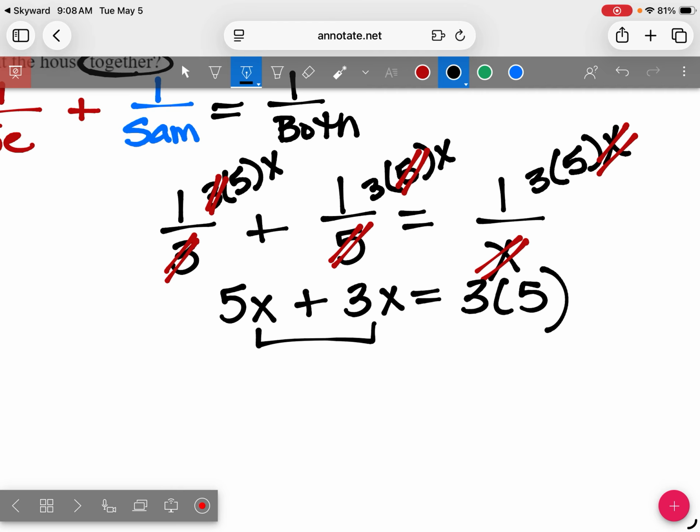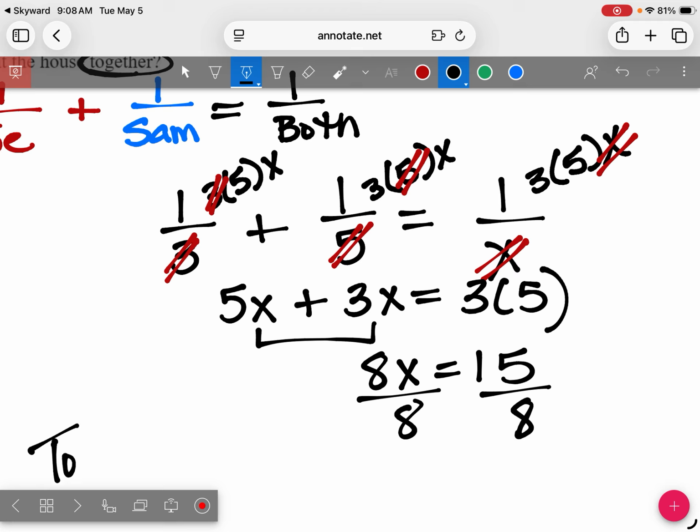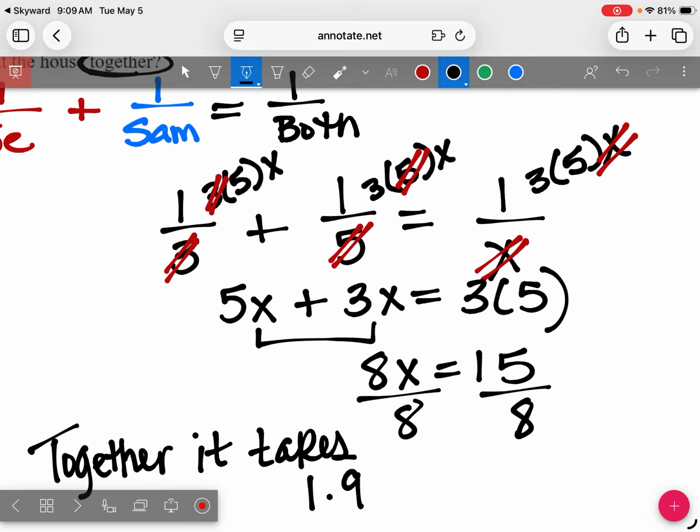Combine your like terms. 8x equals 15. Divide both sides by 8. And we should get together, it takes, I think it was about 1.9 hours. And that's it. Simple.